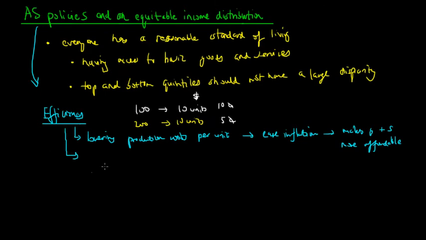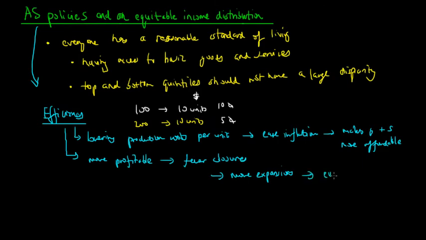The second channel is that with greater efficiency and lower costs, firms become more profitable. By lowering costs, they become more profitable because they are able to sell at a greater margin. And when they become more profitable, this means fewer closures. So they don't become bankrupt, and they don't have to close their business. And with fewer closures, this means more expansions, and this means employment.